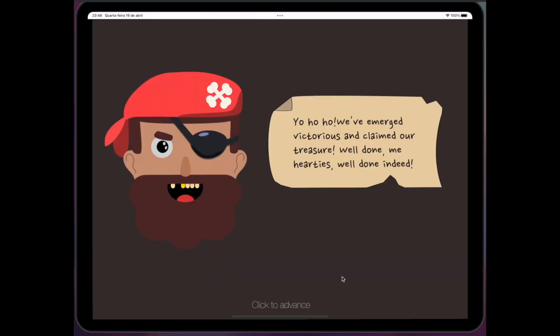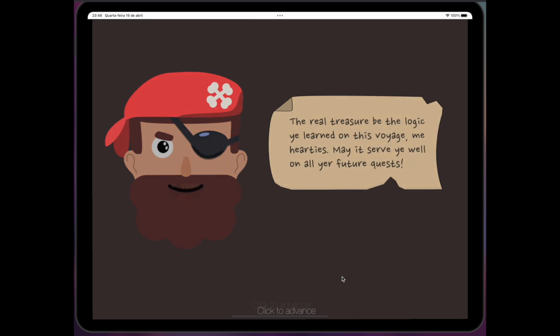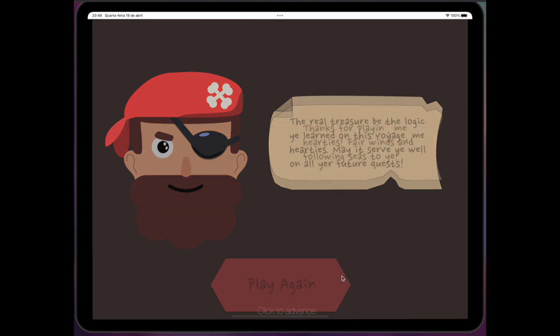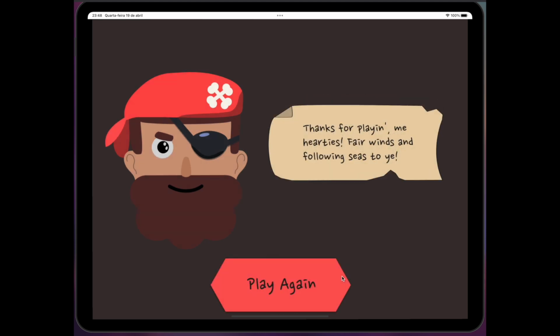At the ending cutscene, I decided to add in a bit of pirate dishonesty. Roger, yes, that's his name, doesn't give you 1/13 of the treasure. Instead, he tells you that the real treasure was the logic you learned along the way. At any rate, this was Pirate Art Venture.